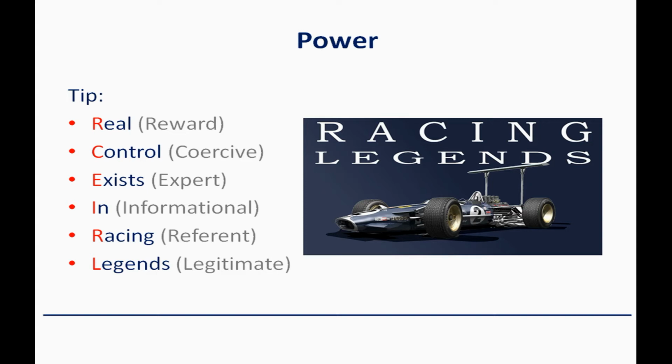The guide goes on to describe the different types of power that can be used in negotiation. These include reward, coercive, expert, informational, referent, and legitimate. Once again, we will use a mnemonic to remember the different types. Using this particular mnemonic should bring to mind racing legends, which automatically remind you of the last 2 types.